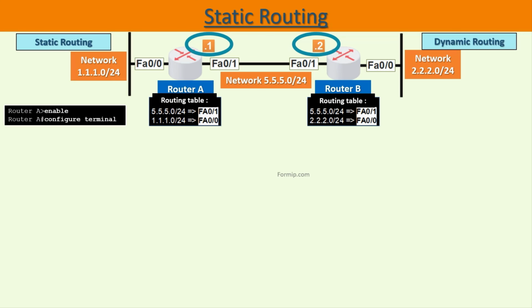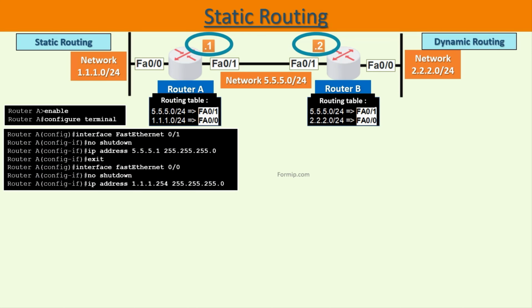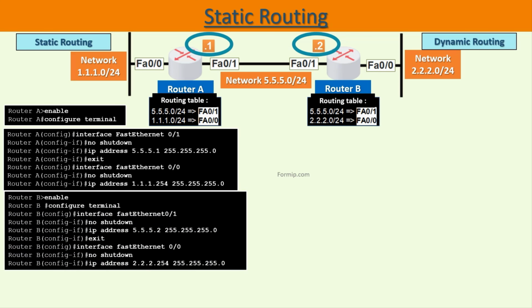First, connect to router A and access global configuration mode. Then, set up IP address 555.1 on the 0/1 interface and the address 111.254 on the 0/0 interface. Don't forget to do a no shut to bring the interfaces up. And I also set up the IPs on the B router side.